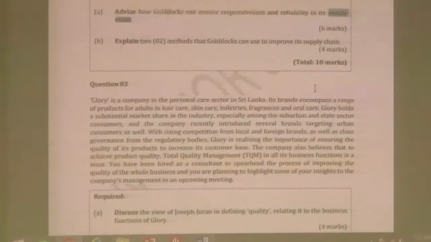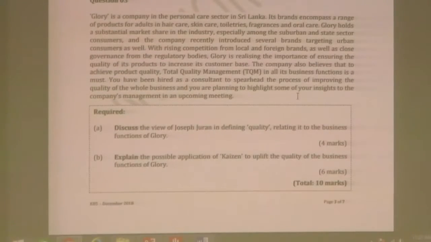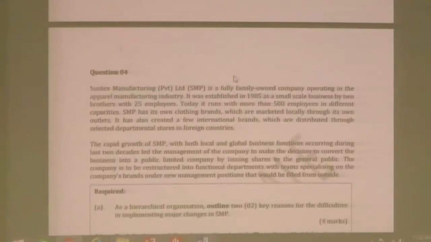Then, in the recent paper, question number 3, they had asked about quality, Juran's defining quality, and Kaizen. I think Kaizen was also tested before. Kaizen is continuous improvement, a Japanese principle. TQM and Kaizen go more or less along the same line.